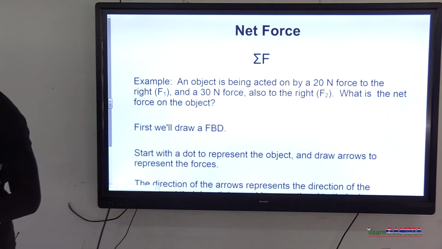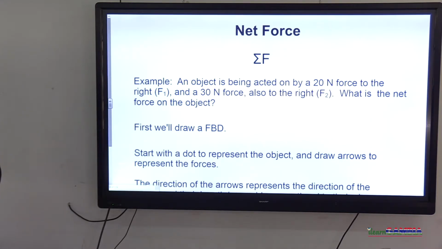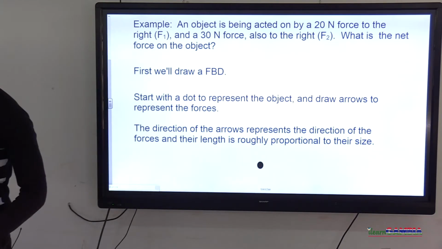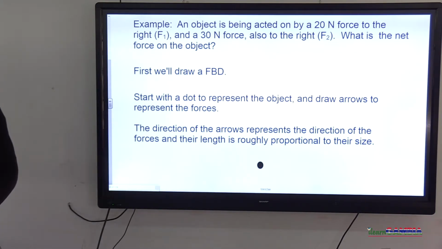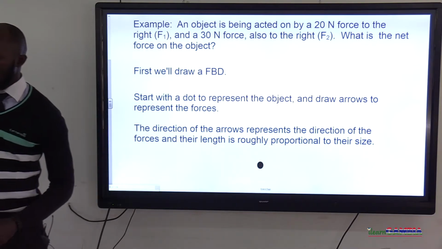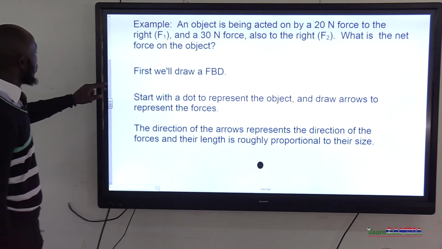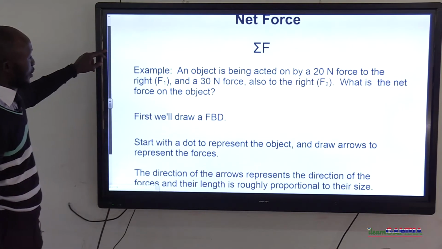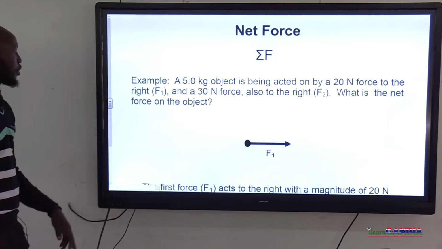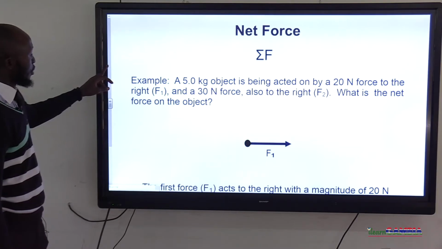Start with a dot to represent the object and draw arrows to represent the forces. The direction of the arrows represents the direction of the forces, and their length is roughly proportional to their sizes, right? So that is what we have here. This is our challenge, and we will just go ahead and draw that, right?